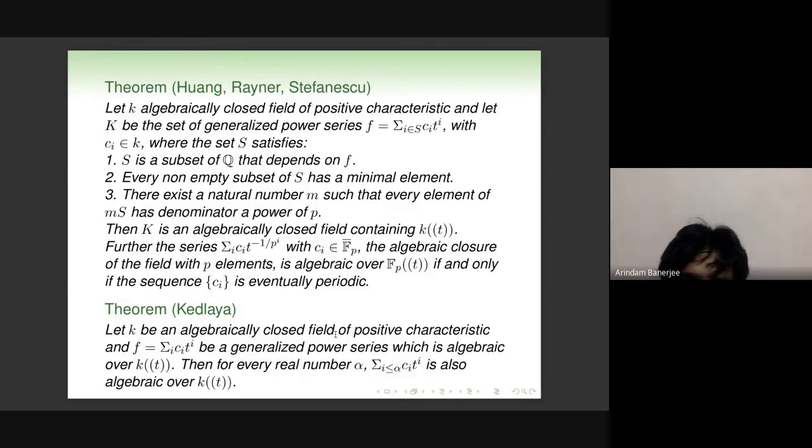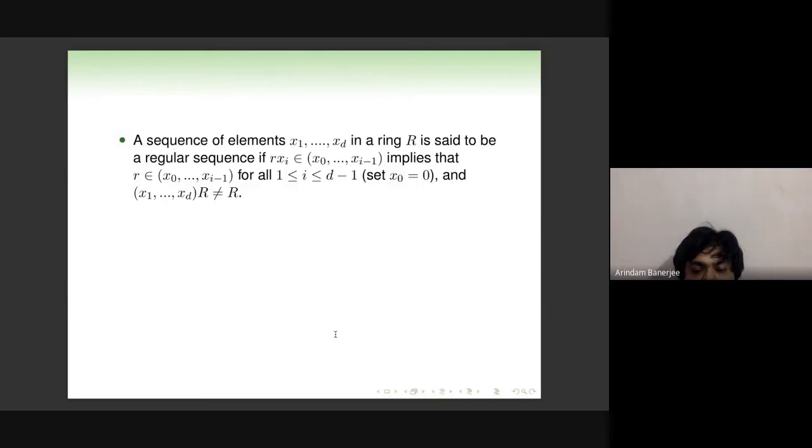So this finishes our discussion on the absolute integral closure of the power series ring and its explicit description. Next, let me recall a few very basic definitions. A sequence of elements x1, x2, ..., xd in a ring is said to be a regular sequence, the usual definition, if x_i is a non-zero divisor modulo x1 through x_{i-1}. And the ideal generated by the whole set does not generate the whole ring.